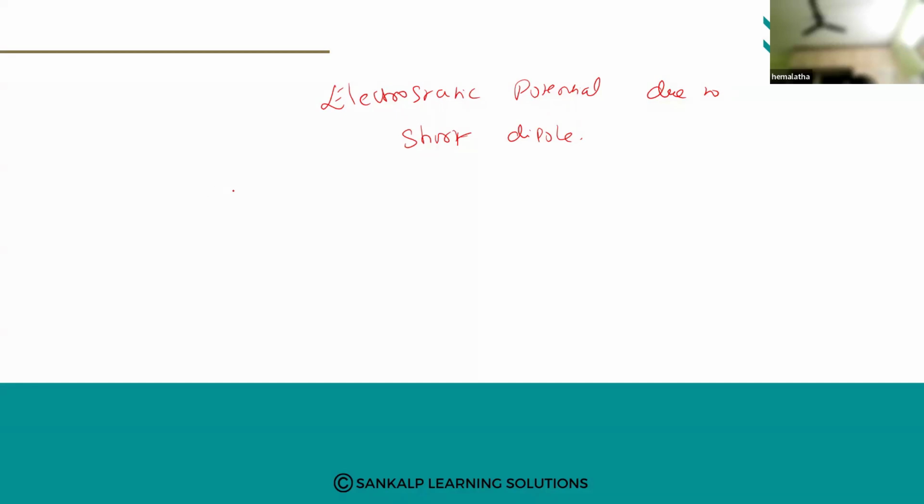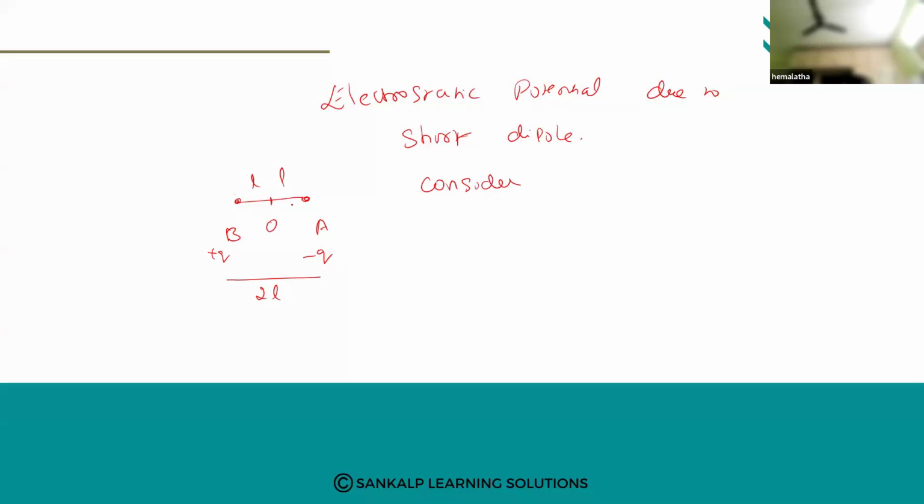Consider a dipole AB. Dipole means a system of two points. A is there, B is there, and the center is O. One is maintained at plus Q and one at minus Q, and the distance between these two is L on each side, so 2L in total. Very important thing.